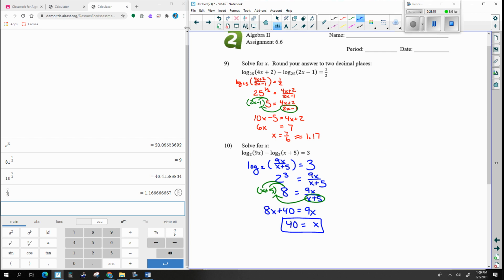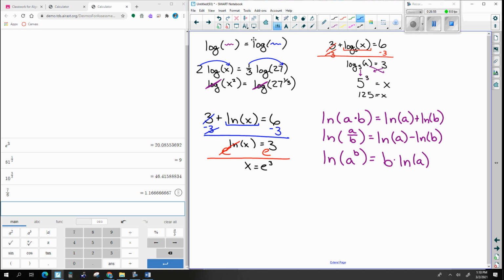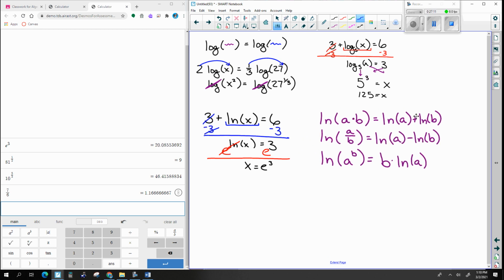That's all she wrote. Again, with logs on both sides, get everything in, then you can cancel out the logs. If you have just a straight up log on one side, you've got to rewrite it. With natural logs, get it by itself, and then you can take both sides to the e power. Okay, you have to obviously know all these tricks as well.